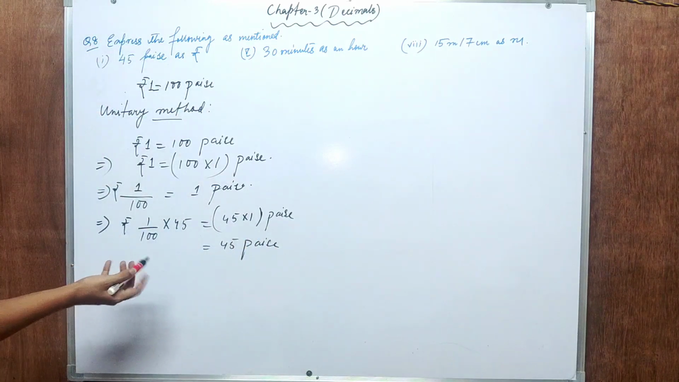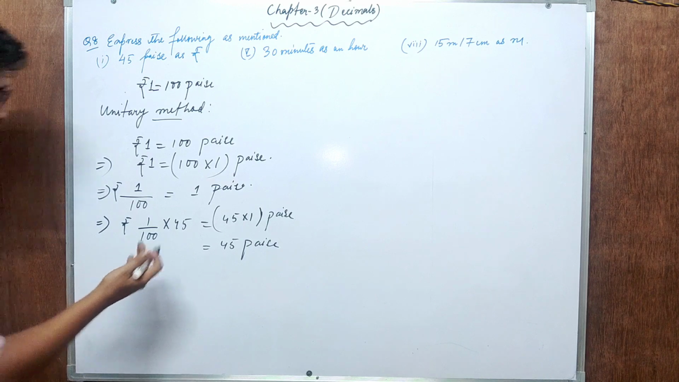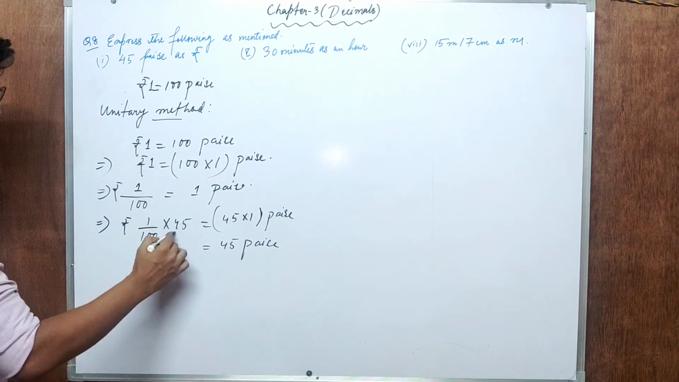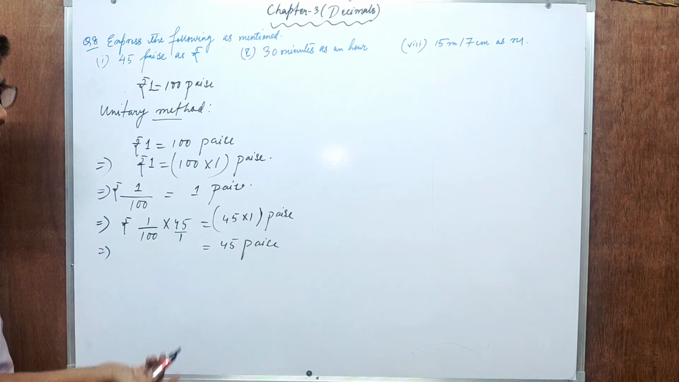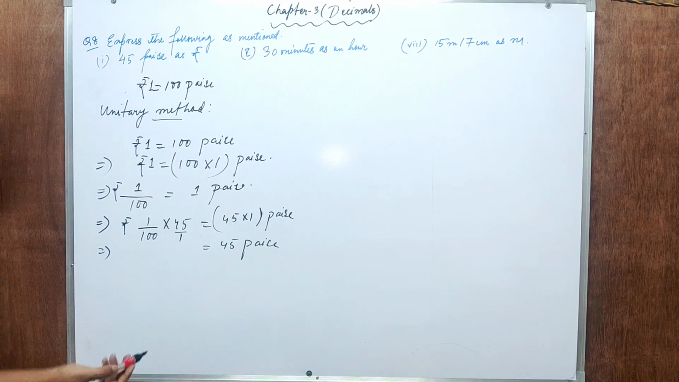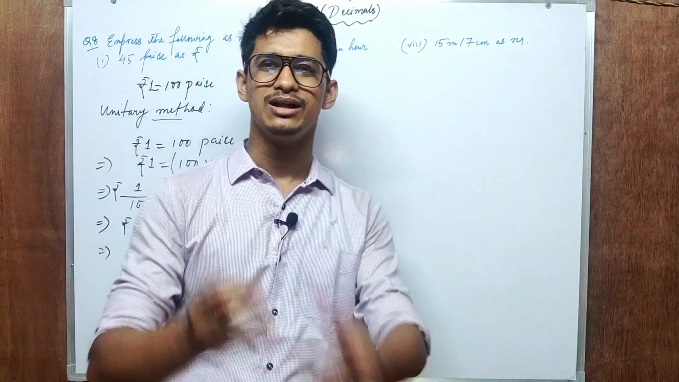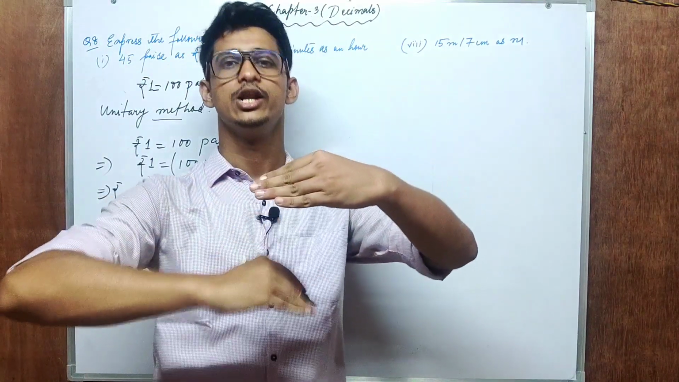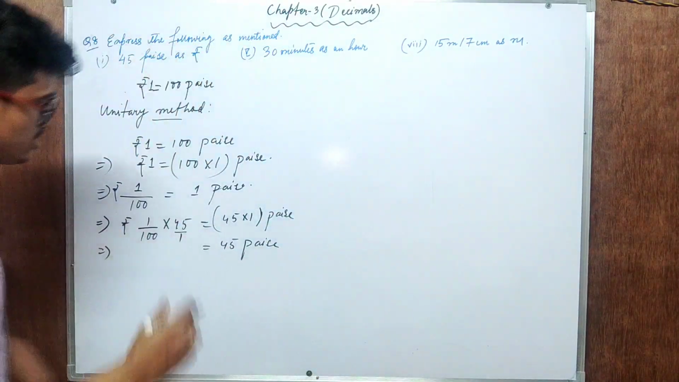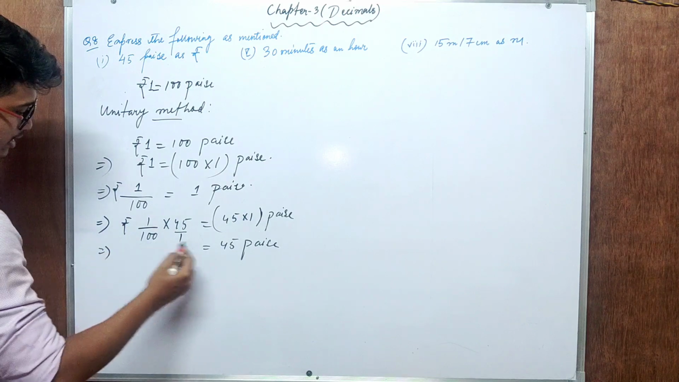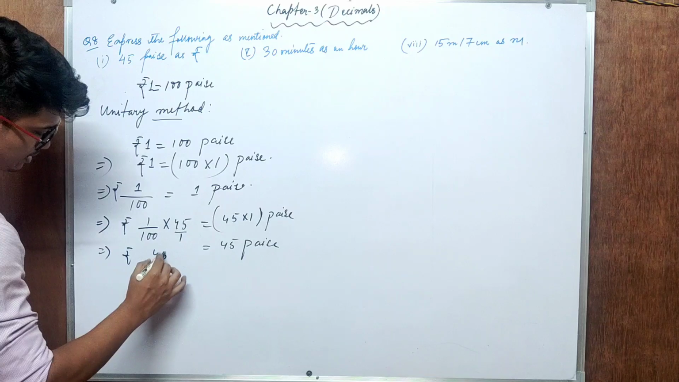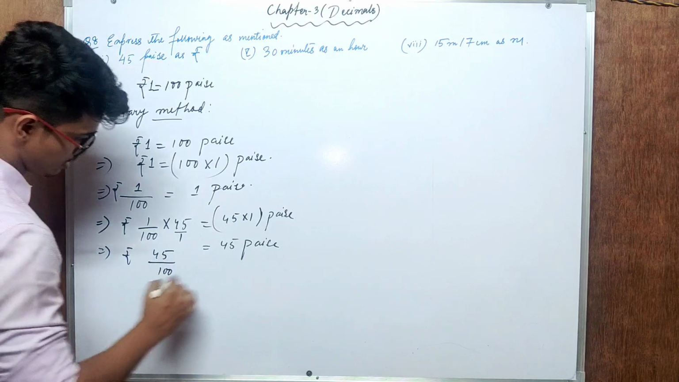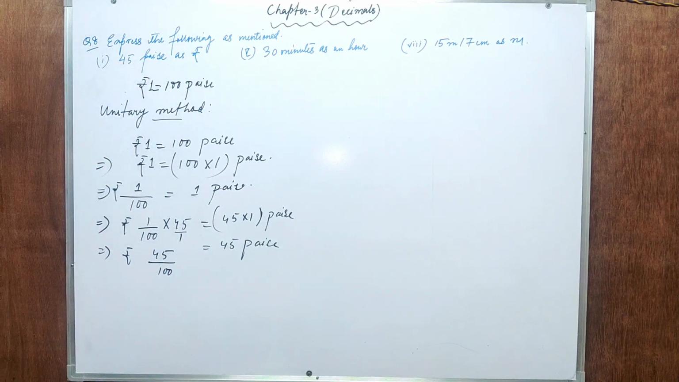And we know how to solve these terms. The numerator will be multiplied with the numerator. In the denominator it is 1, because we know that when the numerator is alone, the denominator will be 1 itself. So 45 into 1 will be 45, and 100 into 1 will be 100. So rupees 45 by 100.